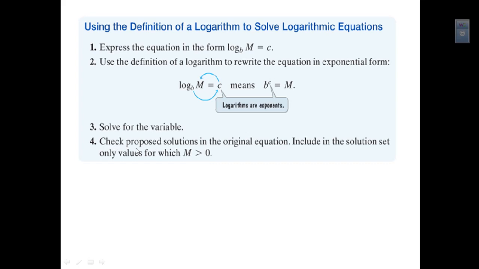Now, you do need to check proposed solutions in the original equation, because you cannot take the log, remember, of a negative number. So if your m that you come up with, or your solutions that you come up with, makes this a negative number, you've got to throw that solution out.